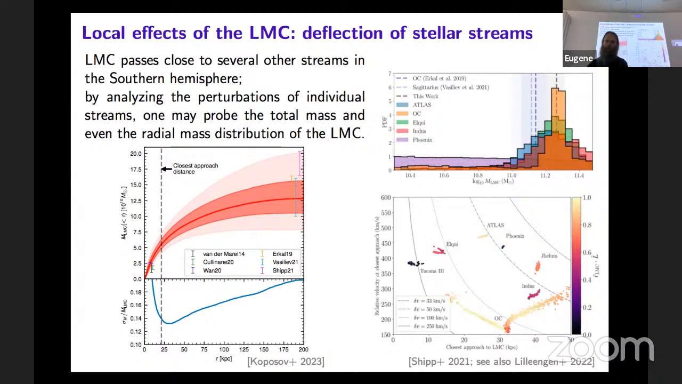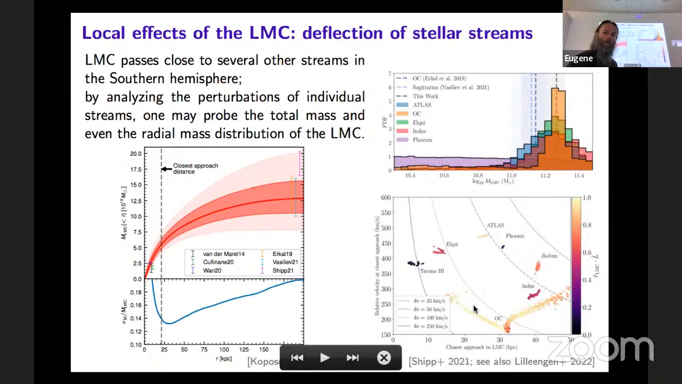And that's what this study here did for several of the streams. And they all indicate those streams that do have significant perturbations. If you model them, having the LMC mass as a free parameter, they converge to more or less the same range, which is between 10^11 and 2 times 10^11 solar masses, more or less.